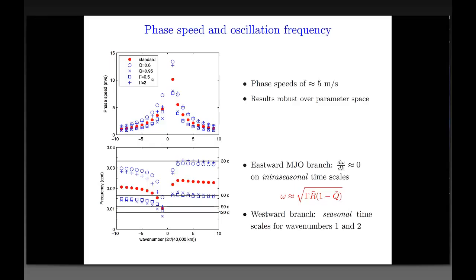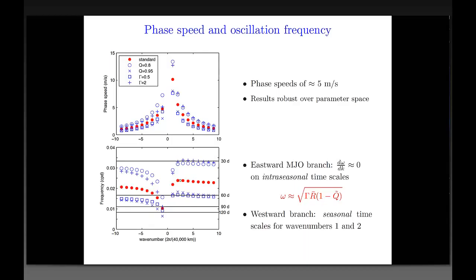And when we vary these parameters, we want to know, is our model robust to these parameter changes? We're making big changes, like changing gamma by a factor of 2, and it really doesn't change the phase speed a whole lot. It's still in the ballpark of 5 meters per second for the MJO. And just a different view of the exact same data, if we looked at the frequency instead of phase speed, we see that the frequency is roughly constant as a function of wave number, which is that peculiar dispersion relation that we saw earlier on.